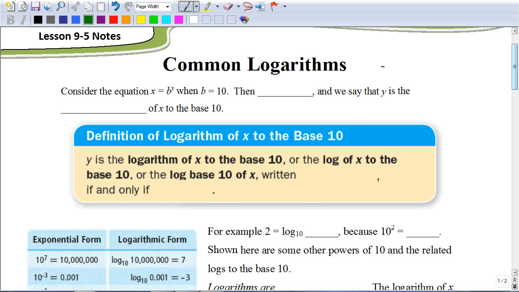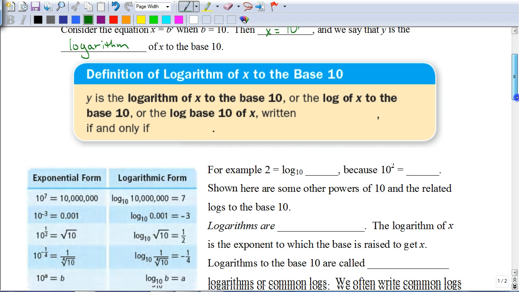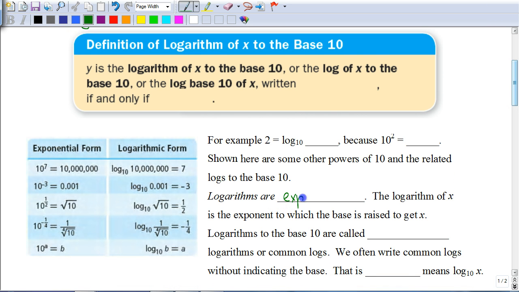So if you pay attention, I'll go through these notes and I'll try to summarize them, but I can't really summarize it very easily until I've gone through some of the basics here. So first, let's consider this equation, x equals b to the y power, when b equals 10. Then we would have x equals 10 to the y power. So we say that y is the logarithm of x to the base 10. Because the key here to know is that logarithms are essentially exponents.